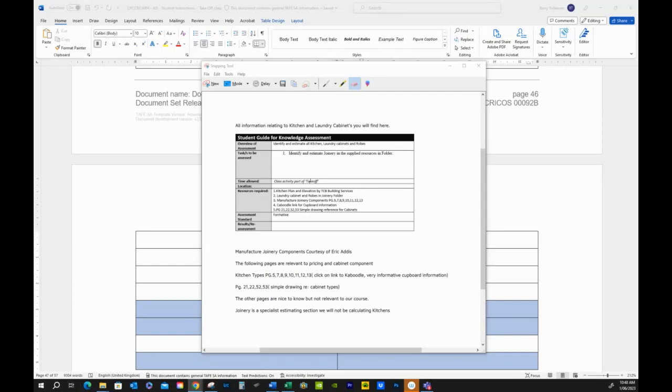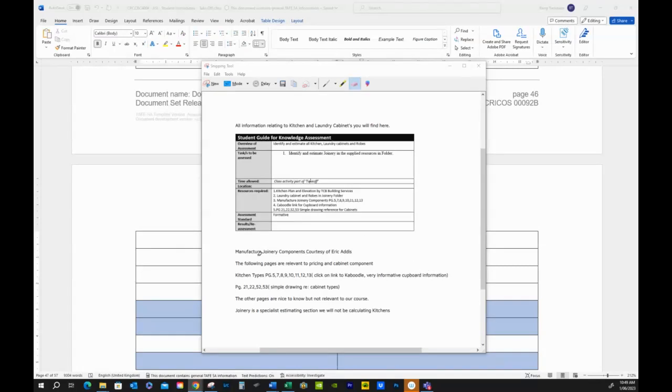If we just read the little bit of the spiel down the bottom here, basically, number one, Eric Addis, who was a senior lecturer for TAFE for many years, gave me this information so that I could put it into the course. And the good thing about it, it gives you the how-to, first of all, put your cabinets together. And there's a couple of really good resources that we could have a look at.